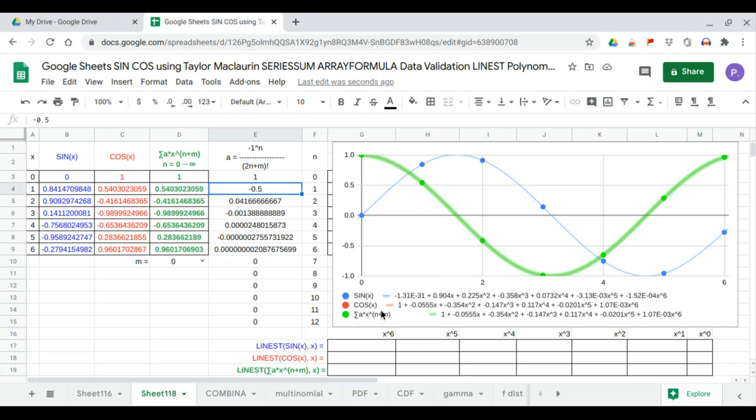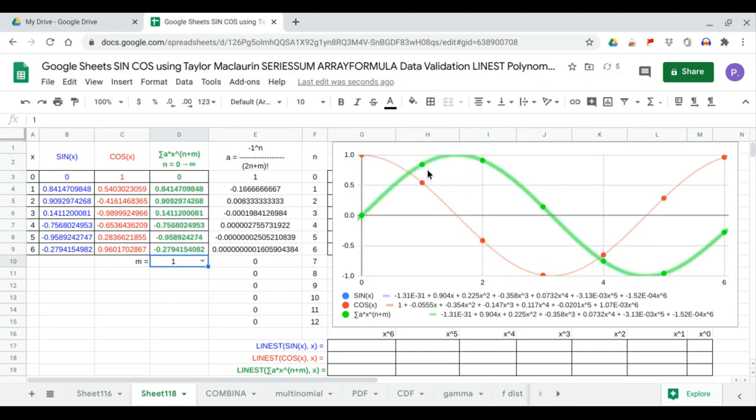So the cosine, the red one, is covered by the green because the value of the cosine dataset matches the Taylor Maclaurin SERIESSUM expansion. You change that to 1, then it's the sine function. So the value of the sine function and the Taylor Maclaurin SERIESSUM expansion are the same.